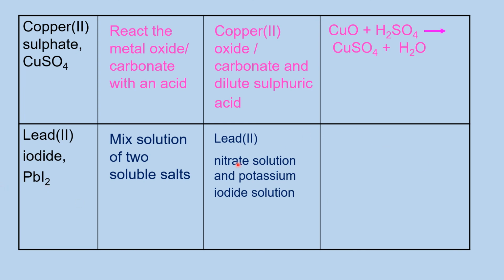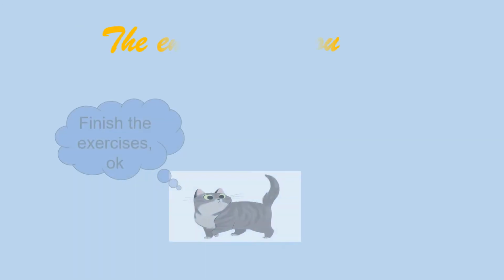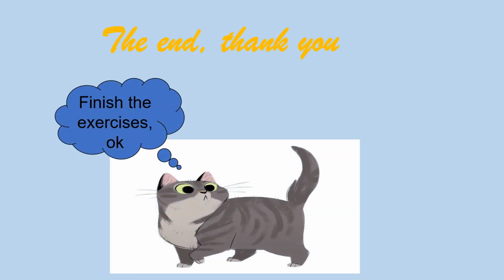Okay, lead nitrate and potassium iodide. For iodide there are many options. Potassium is fine, sodium is fine, ammonium is also fine. Okay. So the equation: lead nitrate reacts with 2 moles of potassium iodide and produces 1 mole of lead iodide and 2 moles of potassium nitrate. I hope you can do this exercise yourself before you check the answer. Okay, that's all. Thank you.